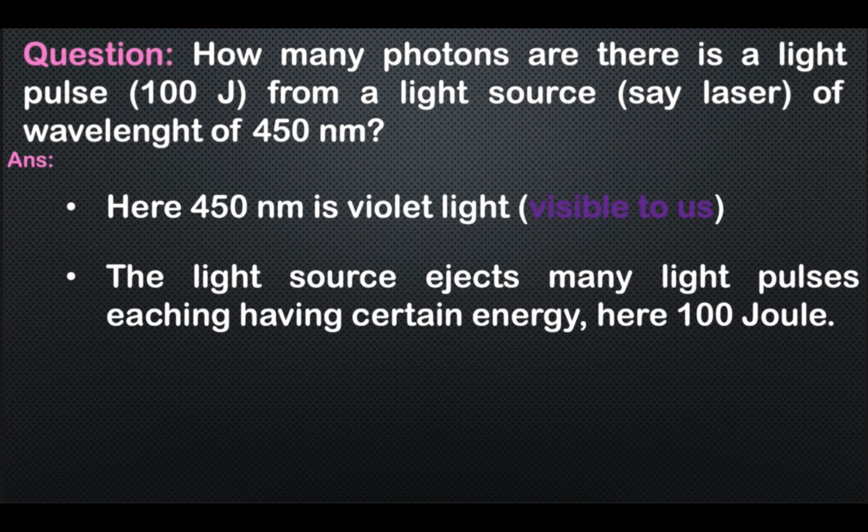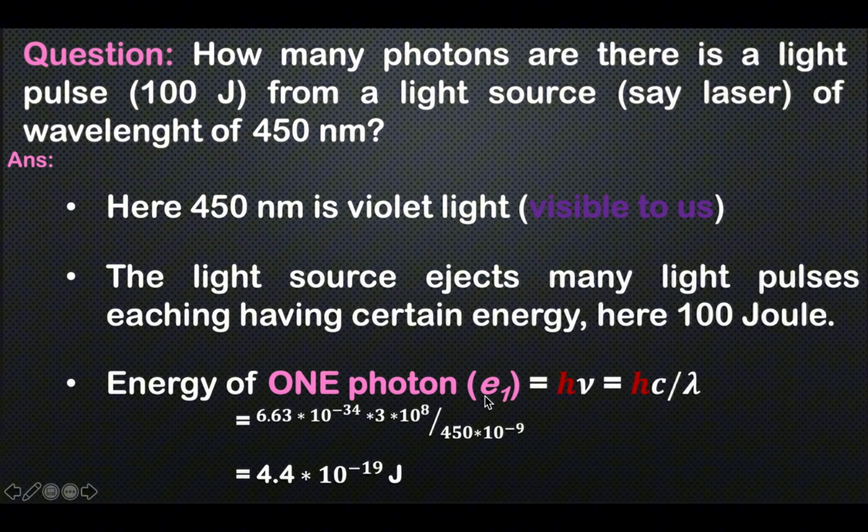So we can calculate the energy of a single photon by just knowing the wavelength or frequency of light, because the energy of a photon is directly related to the wavelength of light, and the formula is energy of one photon E1 equals h nu, where h is Planck's constant, nu is frequency, and that frequency is directly related to the wavelength. By putting in these values, Planck's constant, velocity of light, and the wavelength of 450 nanometer, we get the energy of one photon. You can see here, the energy of one photon is very small. It is 10 raised to power minus 19 joule.